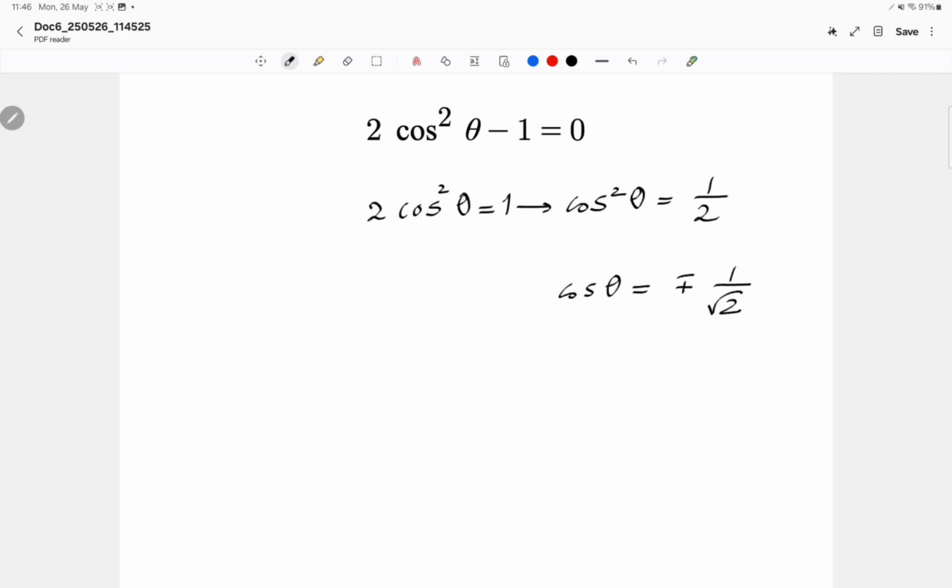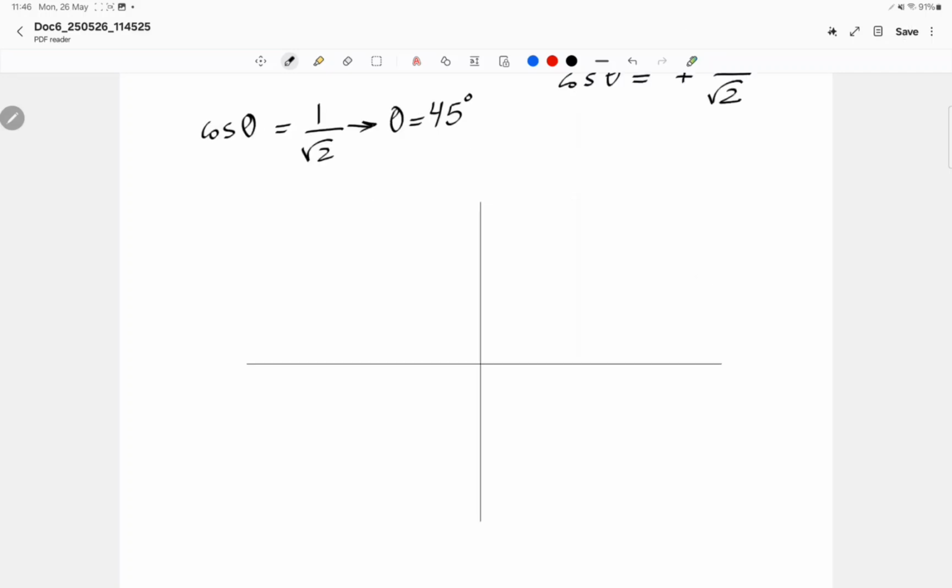Now, let's start with the obvious, right? So the cosine of theta is equal to 1 over root 2 would mean that your theta in the first quadrant is equal to 45 degrees. Let me bring up the quadrants for you. Okay, so that means in the first quadrant it's going to be 45 degrees.